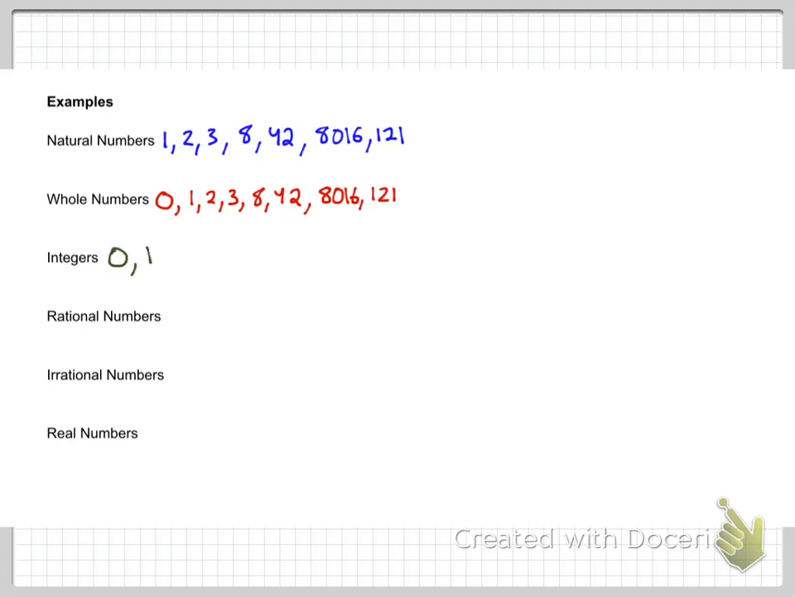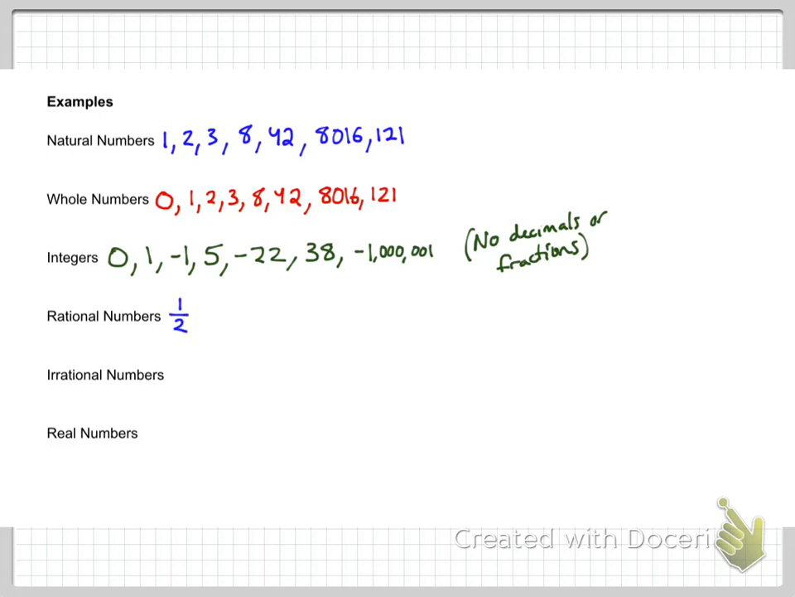Integers are all those numbers, but also negatives. So 0 is an integer, 1 is an integer, -1, 5, -22, 38, -1,000,001. All those are integers because notice that they do not have any decimals or fractions.